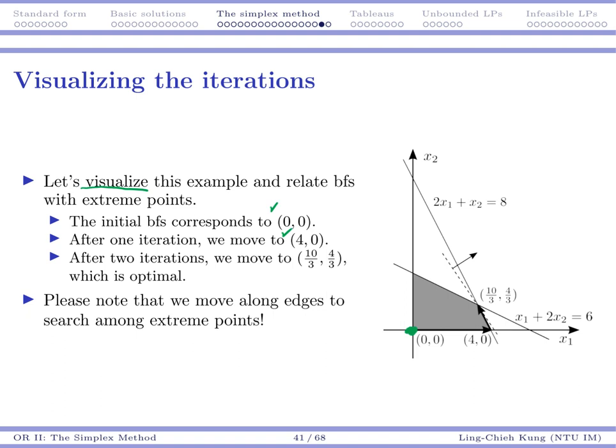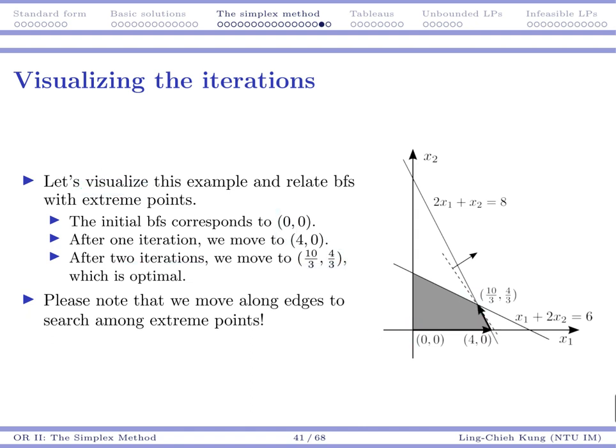At that moment, your x3 is also positive, but regarding the original solution, you do not need to take a look at x3. So after one iteration, we move to (4, 0, 0). After two iterations, we move to our second solution if you do not count the initial one. So we move to 10/3 and 4/3. By the simplex method, we conclude that it is optimal.